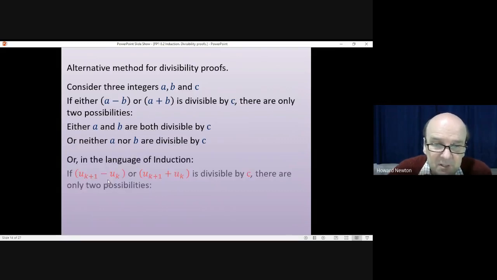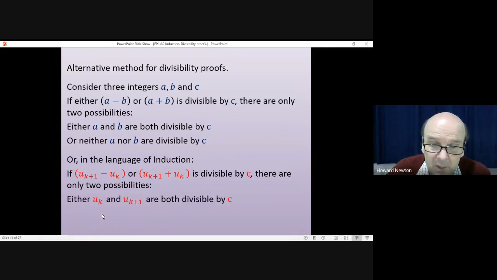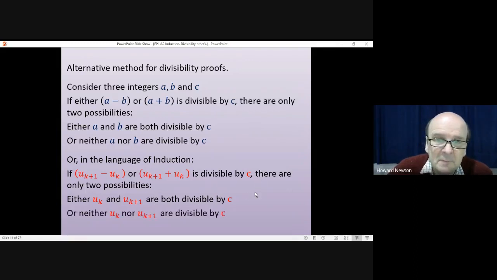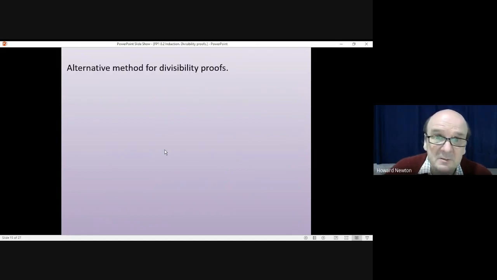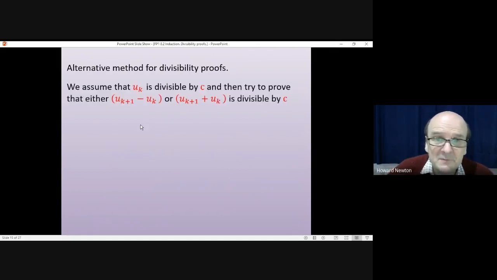Or in the language of induction, if UK plus 1 minus UK, or adding the 2 terms, if either of those is divisible by c, there are only 2 possibilities. Either both of the things are divisible by c, or neither of the things are divisible by c, which leads to this alternative method, standard method, for divisibility proofs.